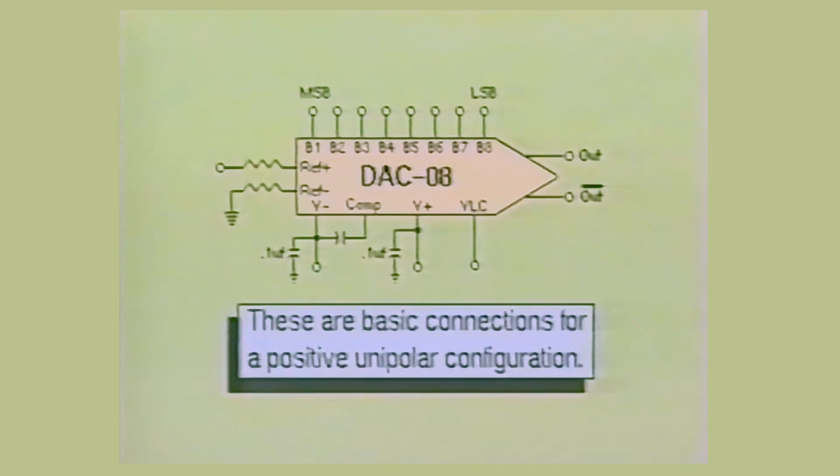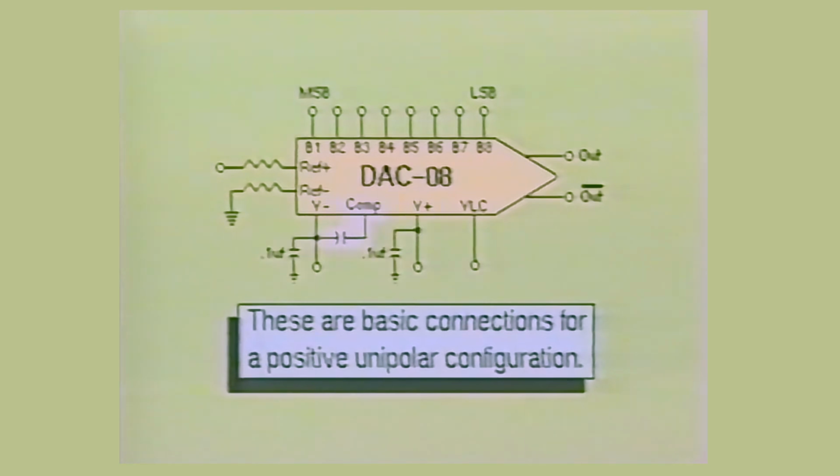Here you see a basic circuit where the DAC-08 is being operated in a positive unipolar configuration. Notice there are two power supply connections required for this device. One goes to a positive DC power supply, while the other goes to a negative DC power supply. Also notice that each power supply terminal is bypassed to ground through a 0.1 microfarad capacitor.